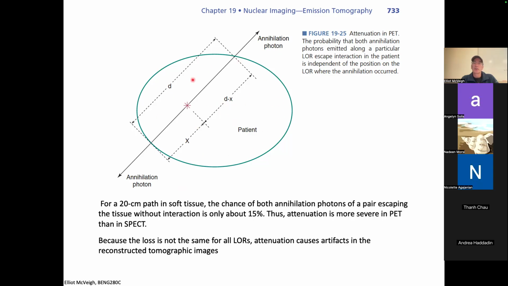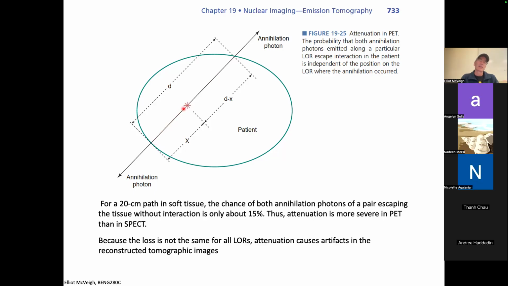So this slide is talking about attenuation effects of the patient on the intensity, the number of hits you're going to get on this line of response. Say over the course of a minute we're imaging this patient, and this detector and this detector go off 1,000 times together. So we get 1,000 basic coincident activations. We say, oh okay, we got 1,000 of these lines of response.